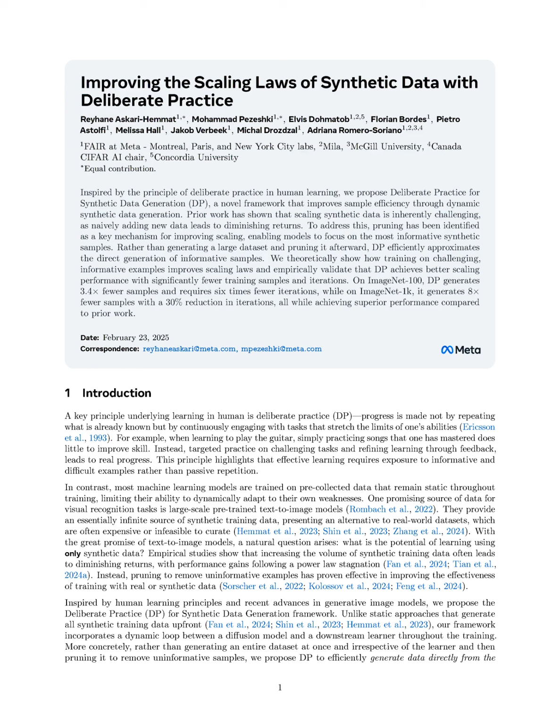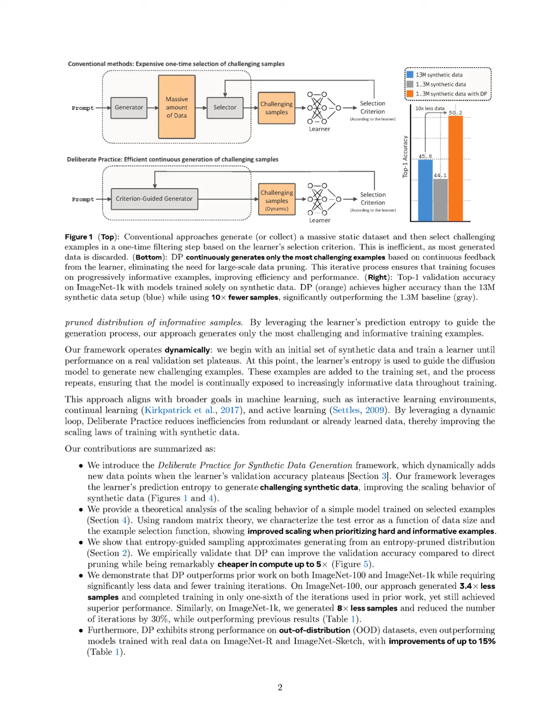Traditional approaches often generate a large pool of synthetic data and then prune uninformative samples, which is computationally inefficient and can lead to diminishing returns in performance. DP addresses this by incorporating a dynamic loop between a diffusion model and a learner, where the learner's prediction entropy guides the generation of new data points only when performance stagnates.